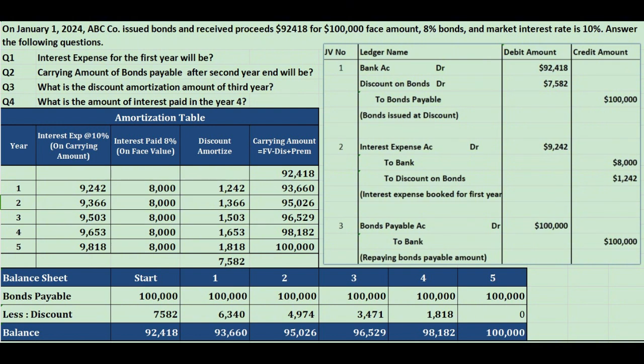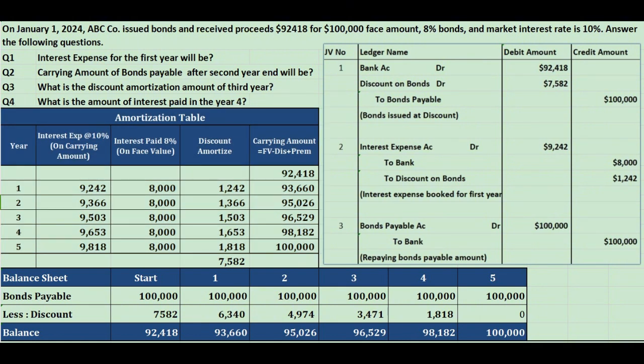On January 1, 2024, ABC Company issued bonds and received proceeds $92,418 for $100,000 face amount, having 8% interest rate. Market interest rate is 10%. Answer the following questions. To answer all the questions, we need to create an amortization table like this. We will book interest expense on carrying amount of the bond each year, and actual interest will be paid on face value of the bond.